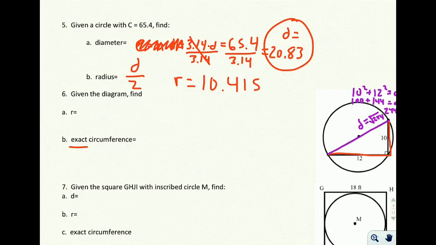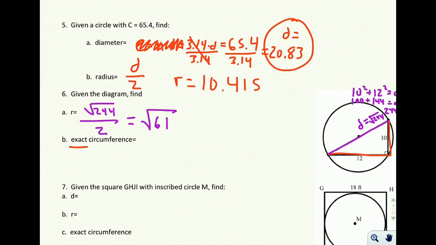The radius then would be that number divided by 2. So the square root of 244 divided by 2. Are there ways to simplify this? There are. However, it's not something that we've talked about or learned about yet. If you do know how to do it, it would come out to the square root of 61. If you don't know how to do it, this answer would simply work for now.